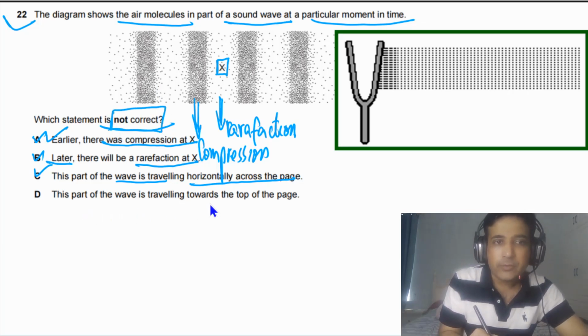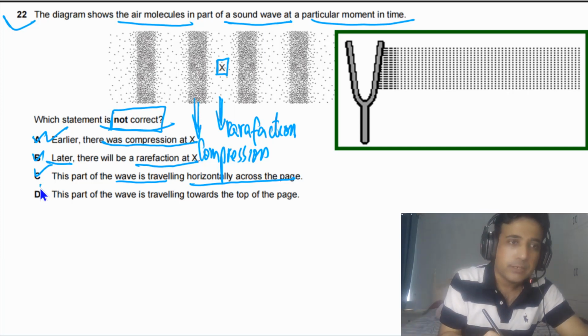The part of the wave is traveling towards the top of the page. It's telling you part of the wave is moving up, and this one is incorrect. So our answer for this question is D. So D is the answer we need to find, because we need to figure out which option is incorrect.